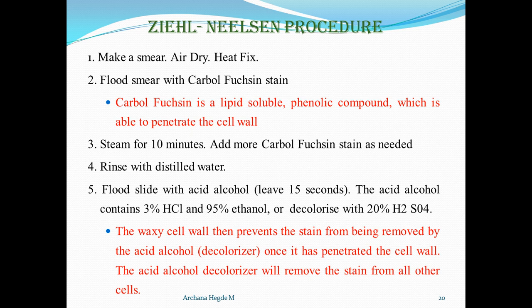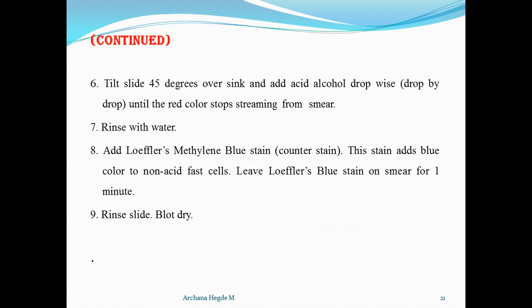Rinse with distilled water. Flood slide with acid alcohol. The acid alcohol contains 3% HCl and 95% ethanol, or decolorize with 20% H2SO4. The waxy cell wall then prevents the stain from being removed by the acid alcohol decolorizer once it has penetrated the cell wall. The acid alcohol decolorizer will remove the stain from all other cells.